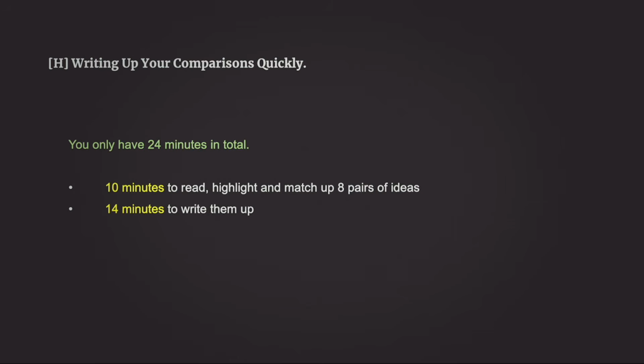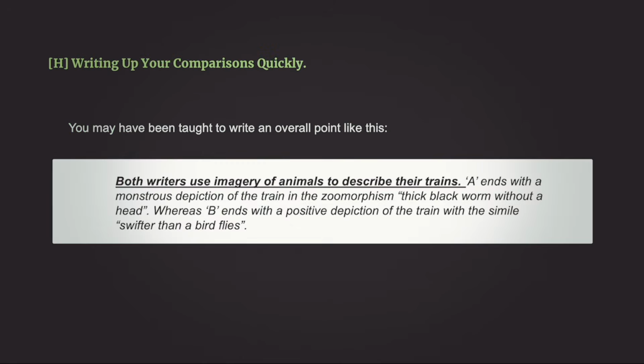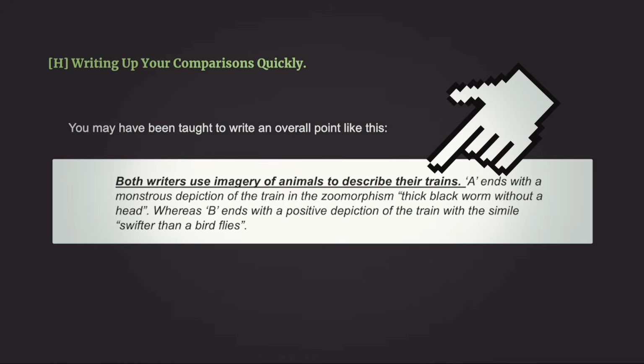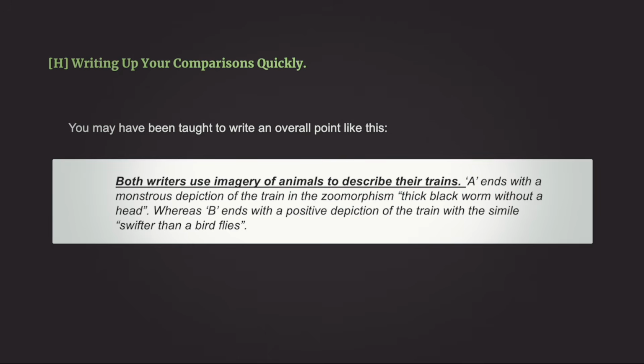Let's quickly look at how to write your answers in a snappy way. Now, this is a subject for a whole other video. You may have been taught to write an overall point like this: both writers use imagery of animals to describe their trains. The overall point is bold and underlined here for you, so if you need to, pause it and see how that overall point connects to the 2 bits of analysis.